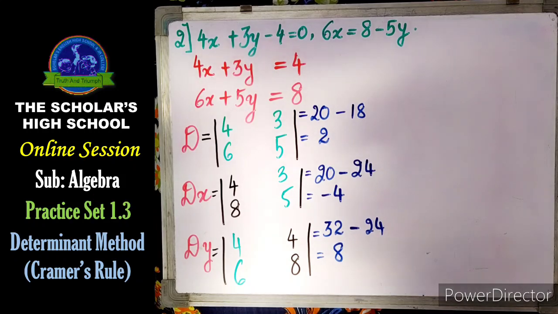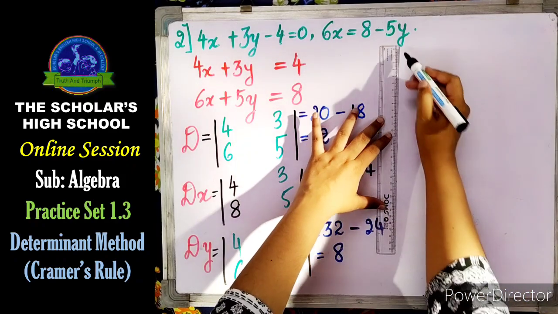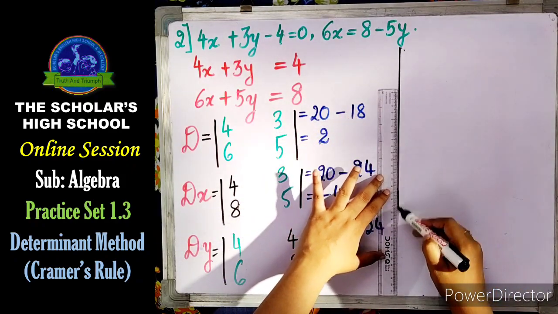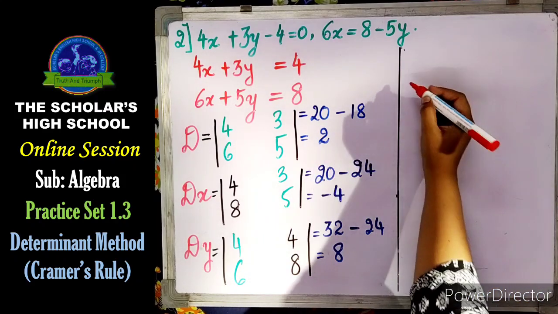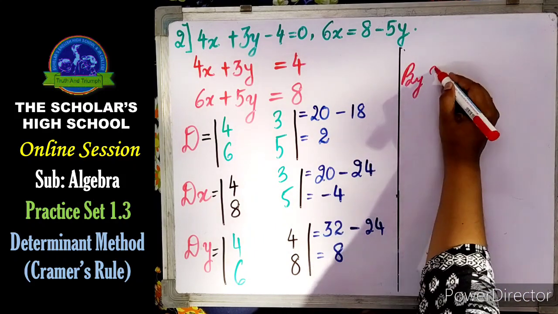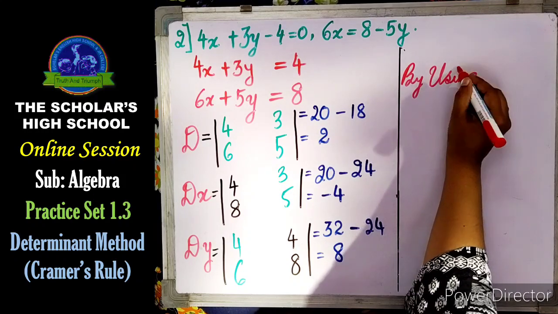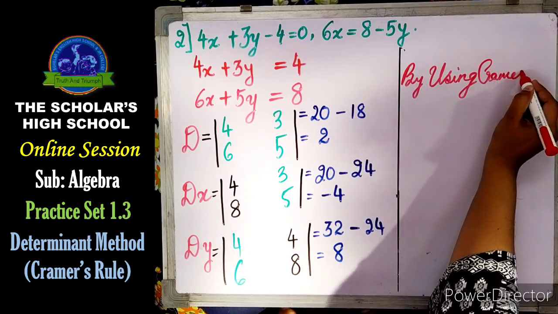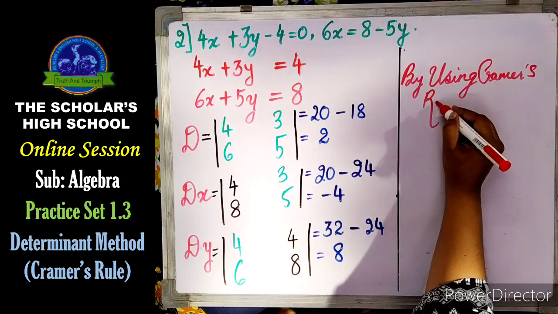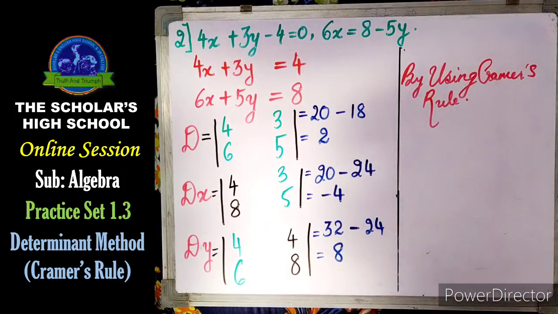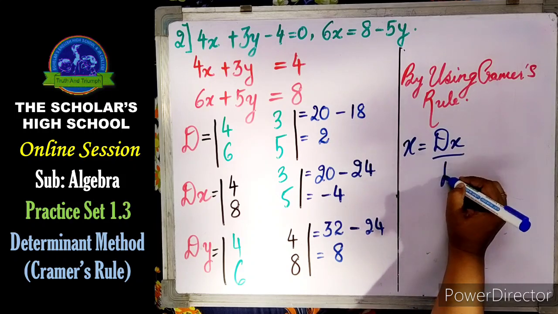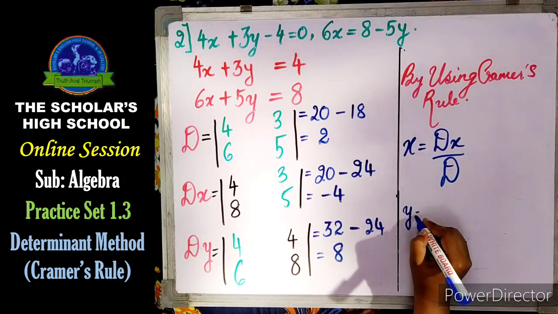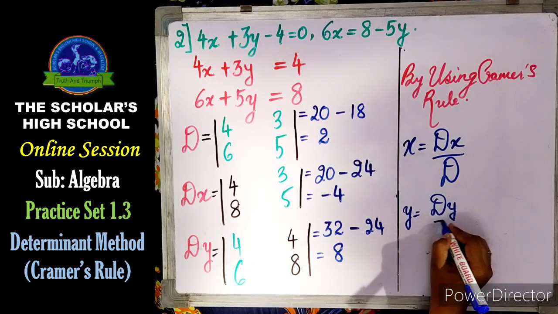As we have learnt, to keep the value and find out everything, I have calculated it directly. Now what to do? We are going to write the line by using Cramer's rule. What does the rule say? x is equal to dx upon d and y is equal to dy upon d.